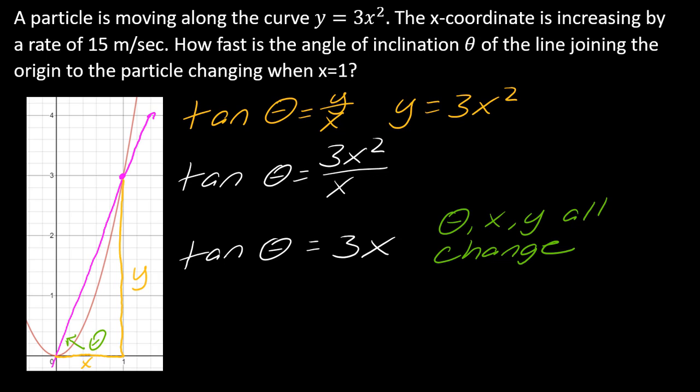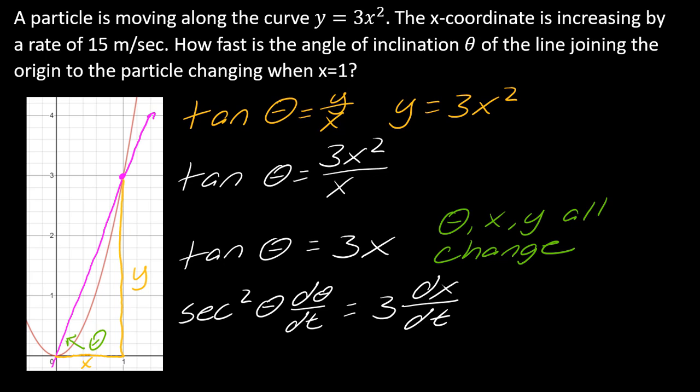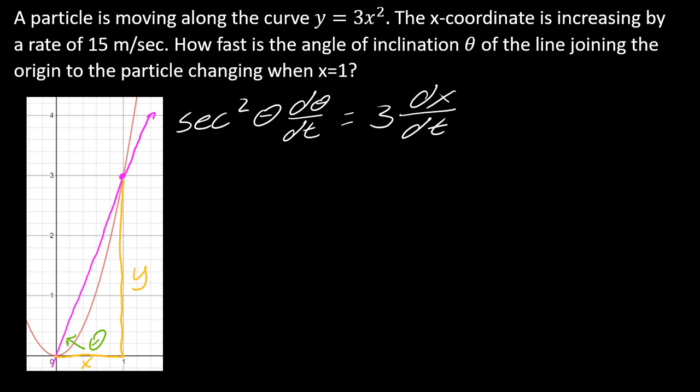Okay, so now we can go ahead and take the derivative of everything with respect to time. Taking the derivative of the left and right side, I get secant squared theta d theta dt, and then 3 dx dt. So I just took the derivative of each side. Okay, so all right, now we've got our derivative, and so normally this is where we should just be able to plug things in and be good to go.